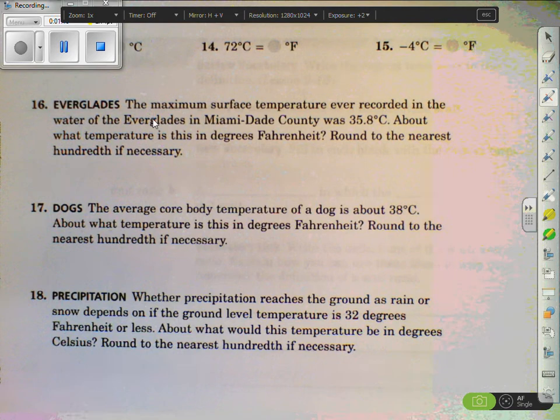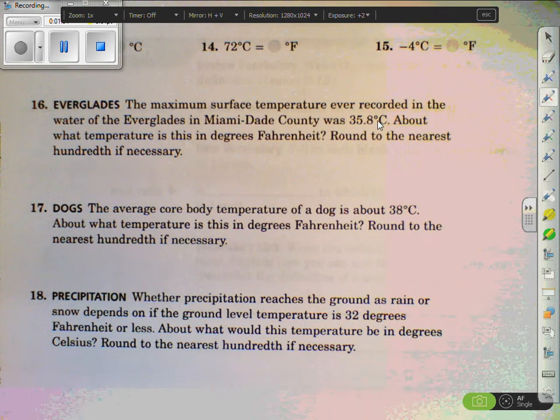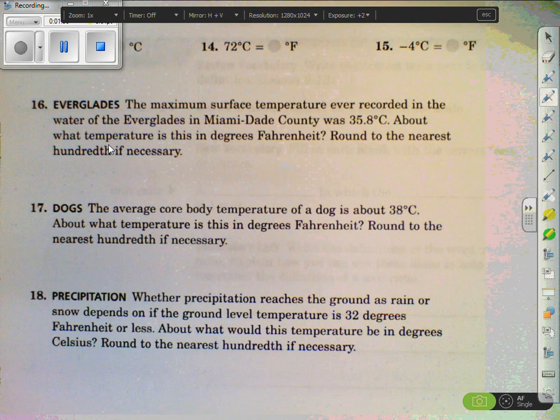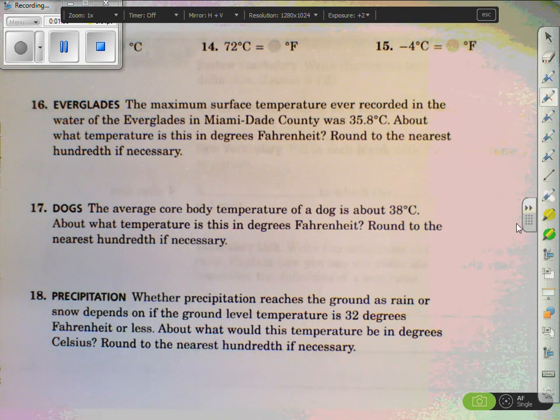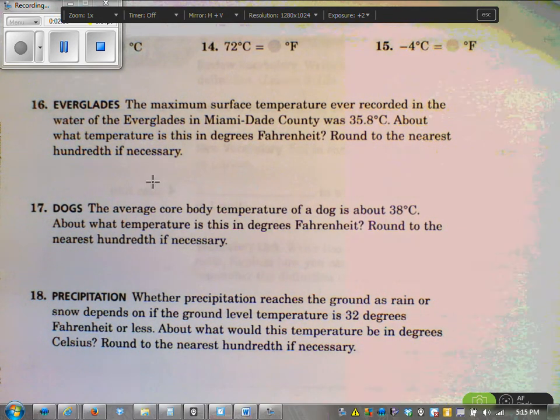So the maximum surface temperature ever recorded in the water of the Everglades in Miami-Dade County was 35.8 degrees Celsius. About what temperature is this in degrees Fahrenheit? Round to the nearest hundredth if necessary.